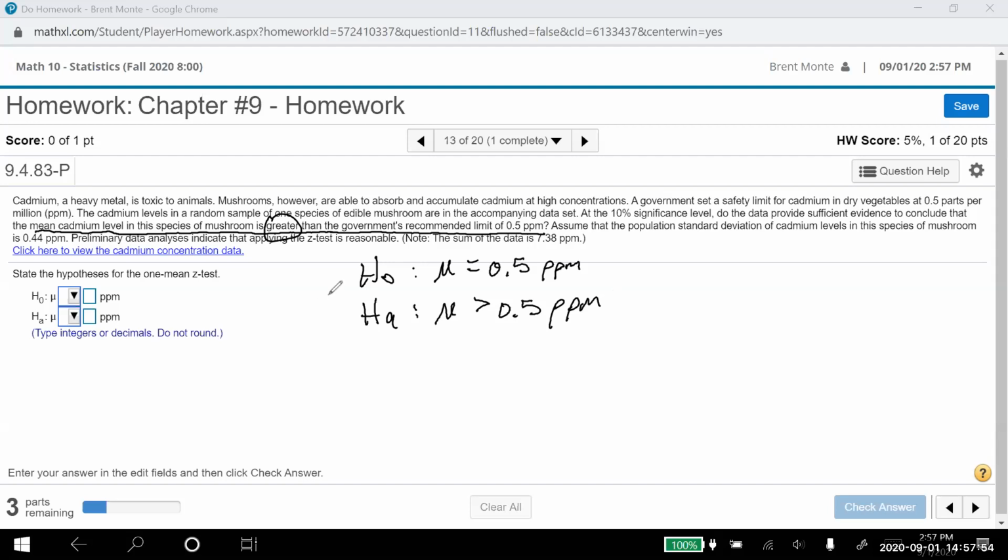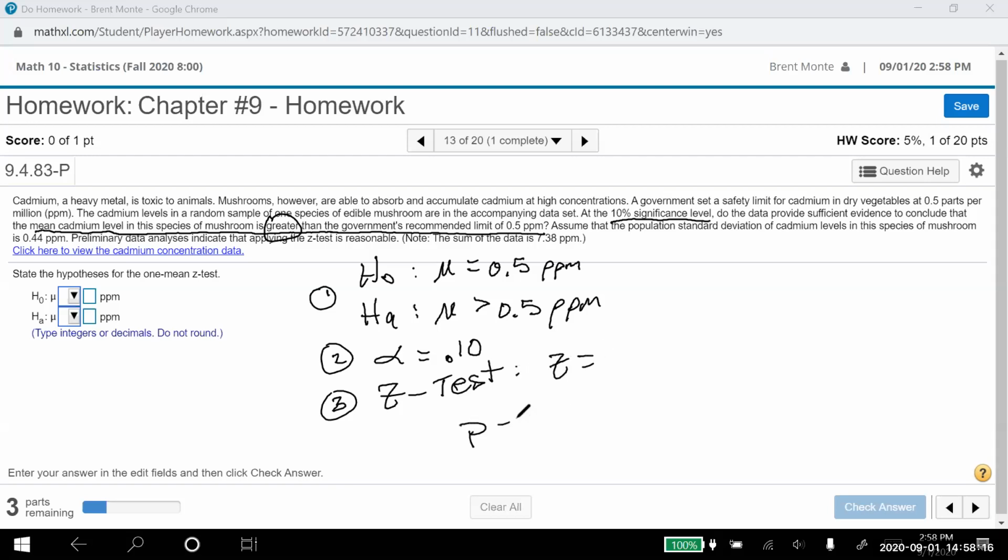Then we go to step 2, significance level. Oh, this time they say alpha is 10% or 0.10. All right. Now, the test, they said it's appropriate to do a z-test, so we're going to do a z-test. We're going to find the z-value, and we're going to find the p-value. So let's do it.